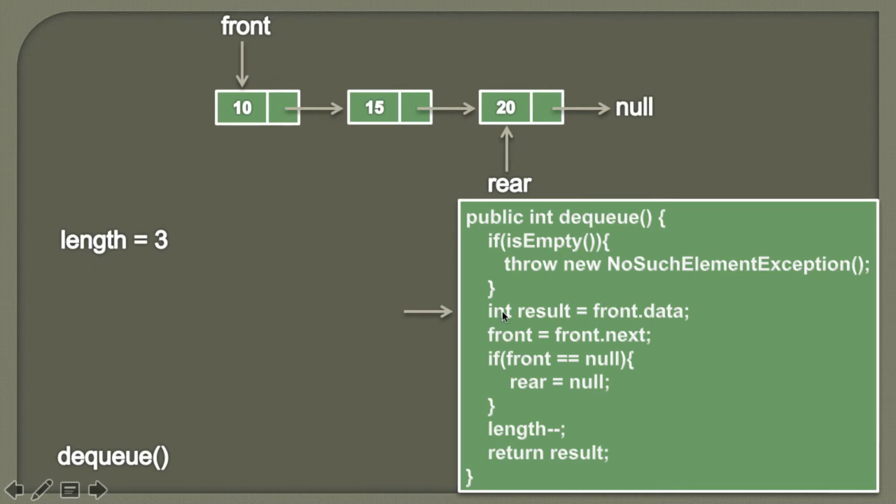So here after this line gets executed, result holds the value of 10 because the node 10 was the node first inserted into the queue. Therefore this node will be removed first. Moving ahead.